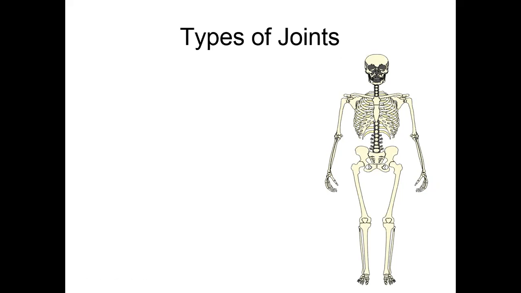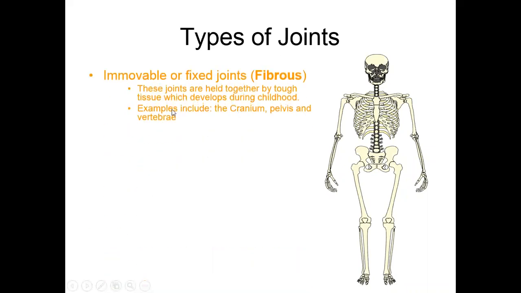Also, we should know that the skeletal system, in conjunction with the muscular system, allows you to move. There is no way a person will be able to move if he doesn't have both systems in place. So we have some joints which are not movable, which are fixed. These joints are held together by tough tissue and developed during childhood. Examples are the cranium, the pelvis, and the vertebra. That was an example of the cranium.